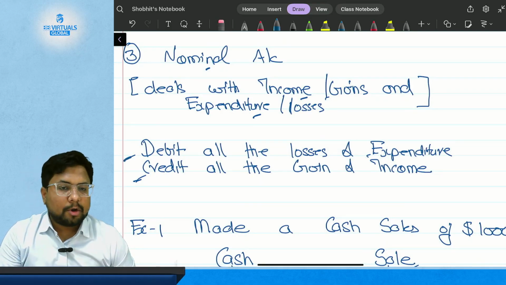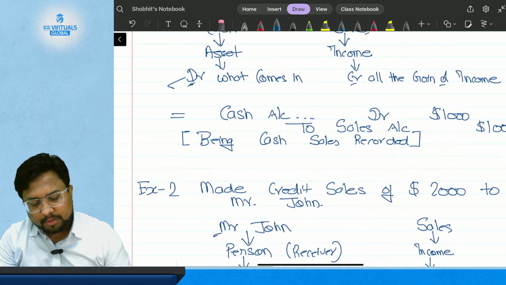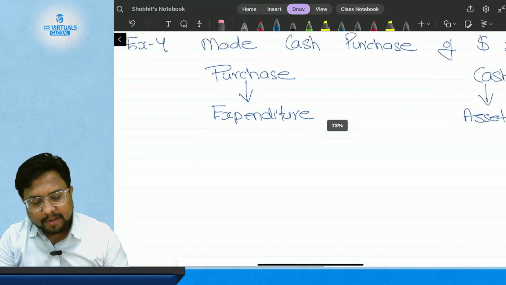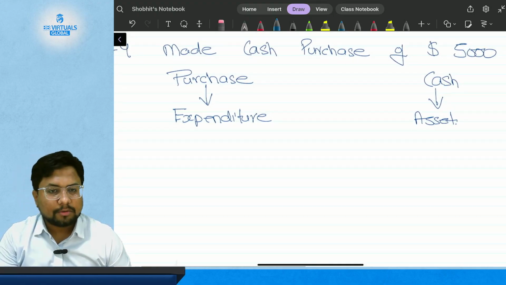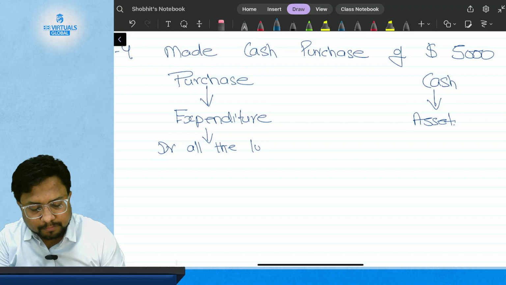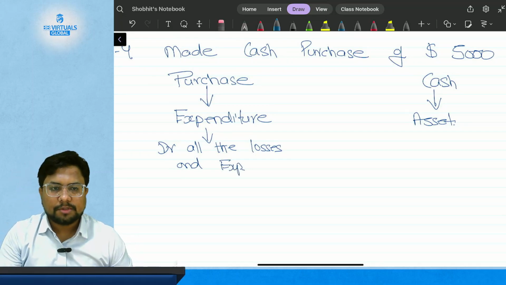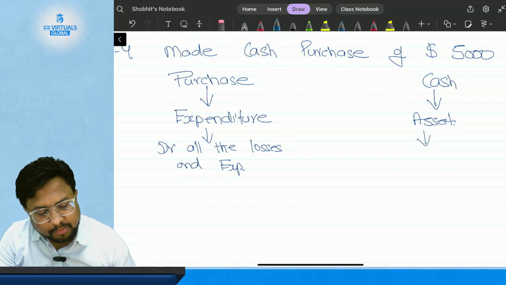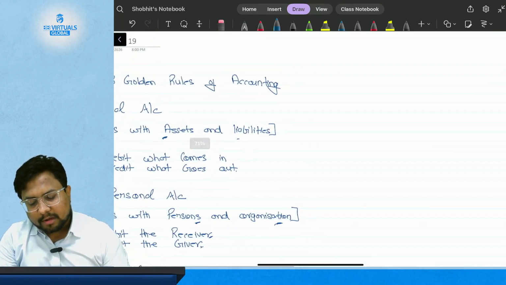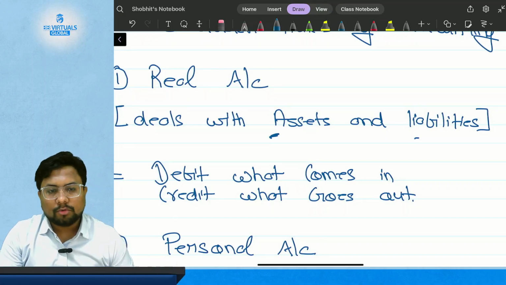Which says debit all the losses and expenditure. So if we apply this rule, we will write: debit all the losses and expenditure. Okay, so this is the rule. And then when it comes to asset, who deals with asset? The real account deals with asset, and the rule says debit what comes in, credit what goes out.